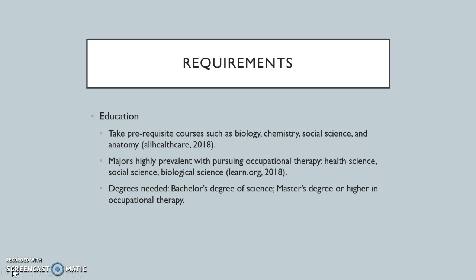And in order to become an occupational therapist, you must have a bachelor's degree of science, so you have to have the 4 years, and you have to have a master's degree in occupational therapy and essentially higher, because a lot of jobs do look at and would like individuals with a doctorate degree in occupational therapy.